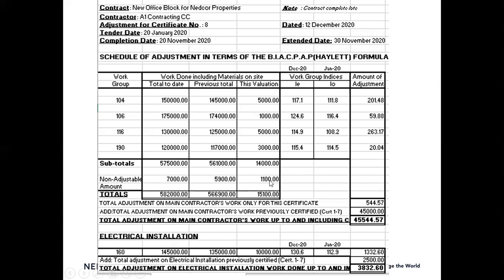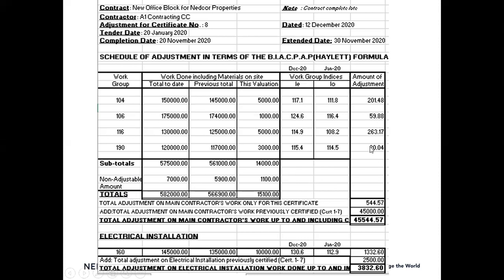Less the previous, and that will give you a difference there of 1,100. And note, on the non-adjustables, there's no indices, so we don't apply any indices. There's no escalation attached to non-adjustable. All right, no escalation, so therefore you won't find indices for non-adjustable items.